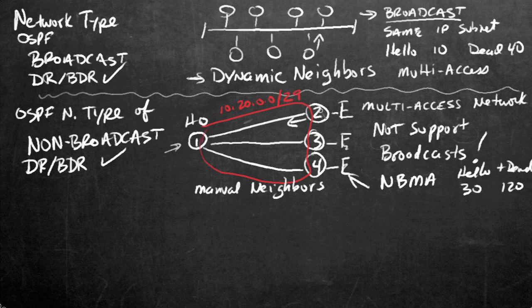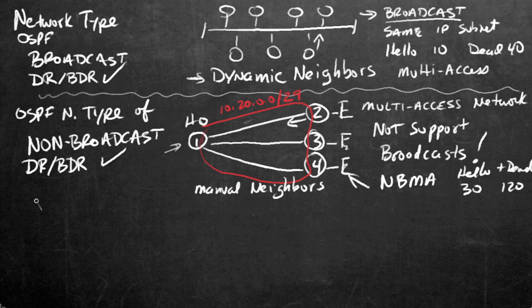If router 1 and router 2 and router 3 and router 4 are all manually configuring neighborships, the timers are all going to match, and life goes on. No problem. Now, for me, and most people, it is a pain to have to set up these neighborships, manually specify who your neighbors are. And so Cisco also has a solution for that.